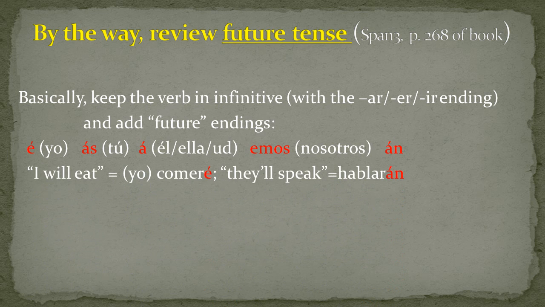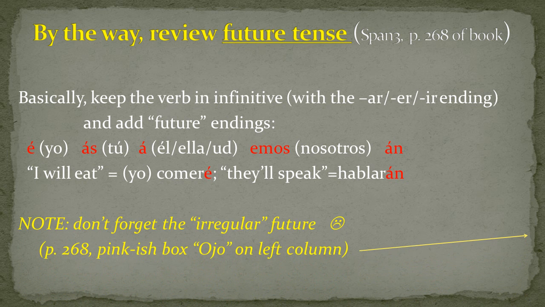É for yo, ás for tú, á for él, ella, usted, emos for nosotros, and án for ellos, ellas, ustedes. So I will eat, the future will be yo comeré. You don't have to say yo because the ending, accented é, implies yo: comeré. They'll speak, hablarán. That's future. Remember, there are some irregular future verbs, and they are on page 268.